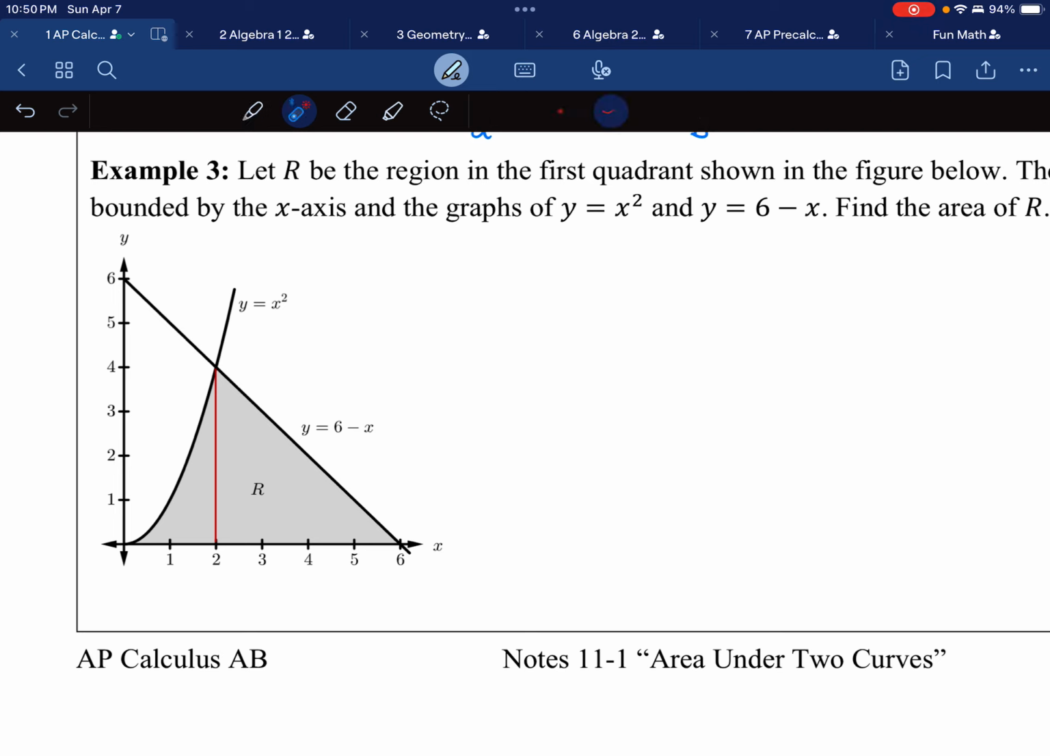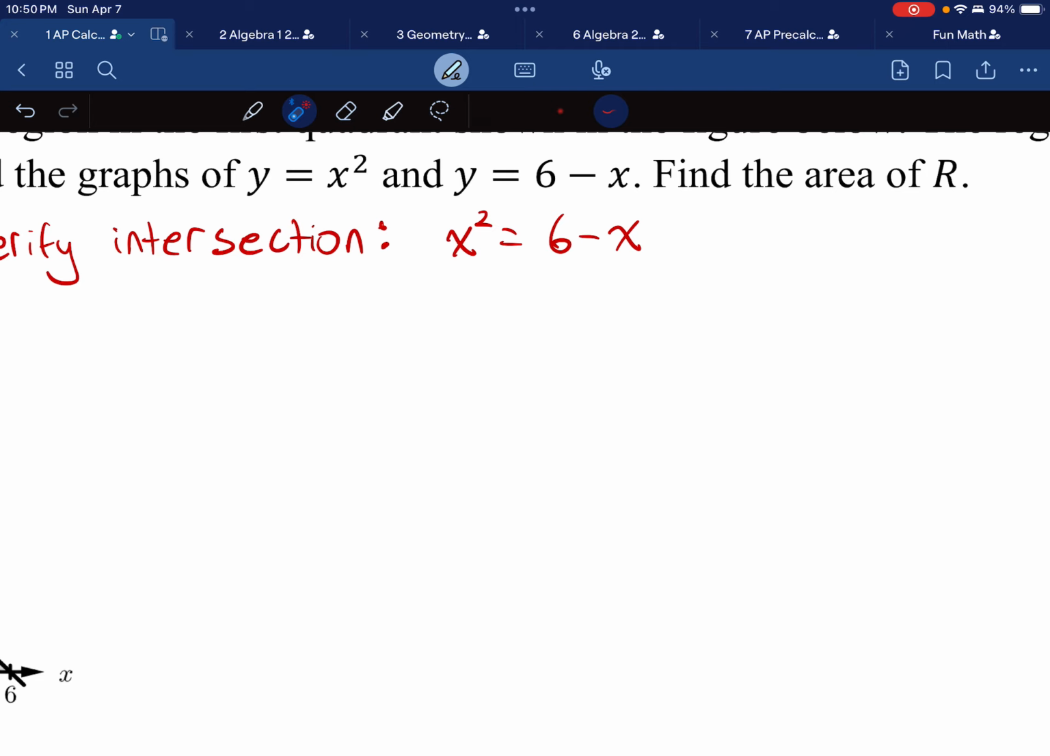Let's verify that's actually the bound. Let's see what happens when I put this equation on top of that equation. I set this number equal to that number to find where they intersect. That's what you do to find intersection. You set them equal to each other. To verify intersection, you wouldn't actually write this on the real test, but I'm just taking notes. I'm going to say x squared is equal to 6 minus x. Well, oh no, how do I do this? It's a quadratic. Let's move everything over to the x squared side and see what happens. It's going to be x squared plus x minus 6 equals 0.